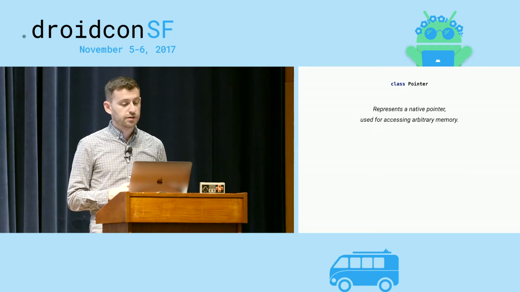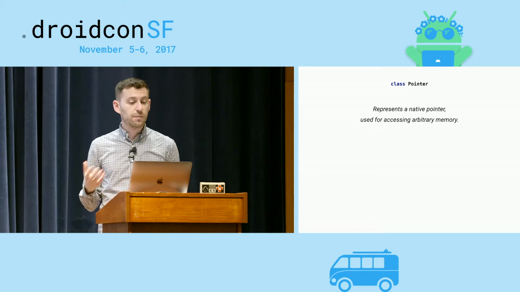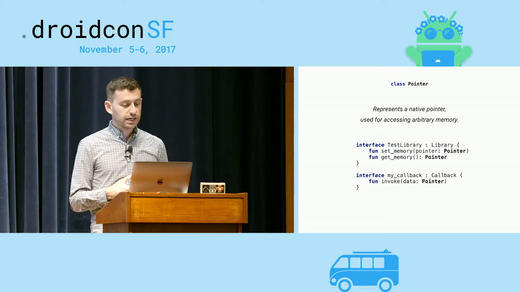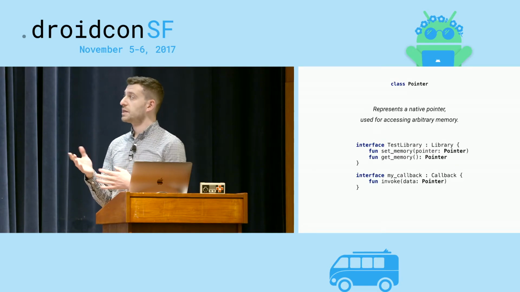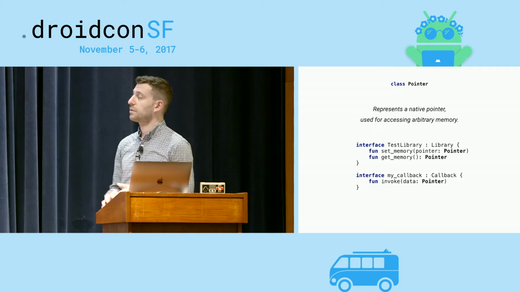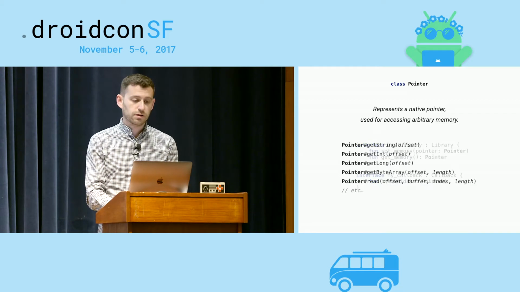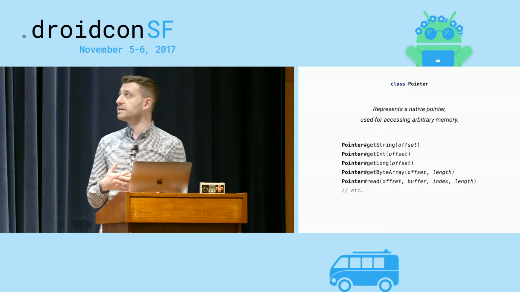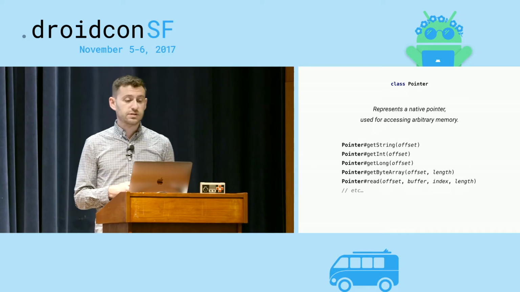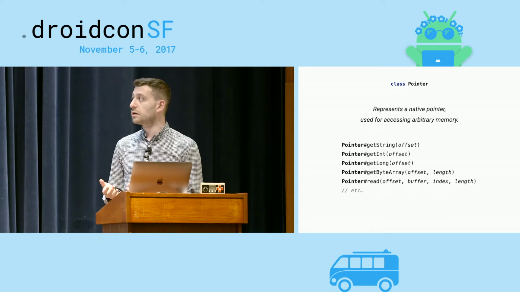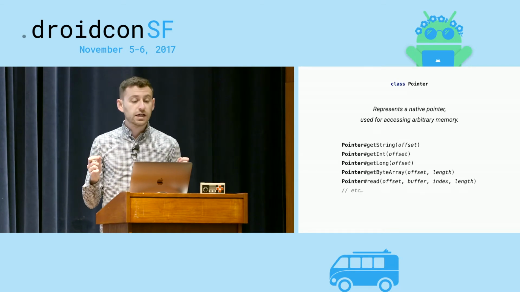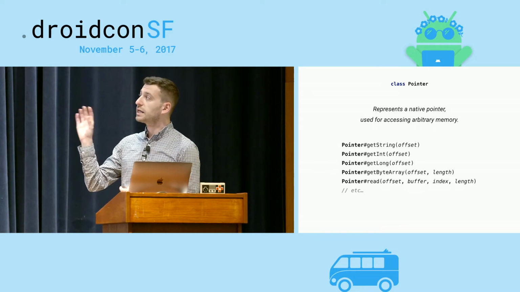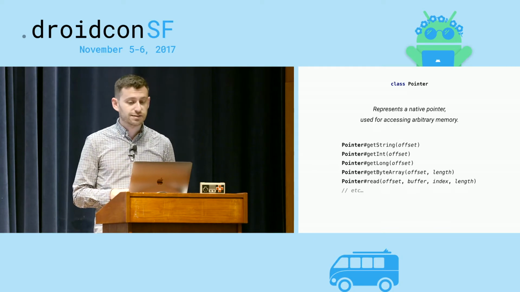Finally, we have Pointer. Pointer is used for accessing arbitrary memory, and it can be used anywhere that you might expect. For example, a method argument, a method return type, and also as a callback parameter. Pointer has functions that allow you to read data as different types. So for example, you can ask for a string, an int, a long. You can also ask for an array of bytes, and you can read data from memory into an existing buffer that you've set up before. And later we'll see how these are really useful for this project.